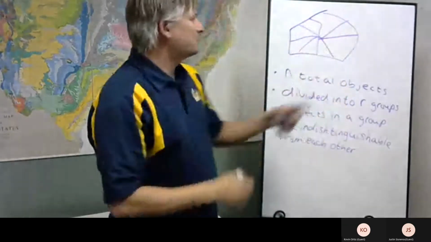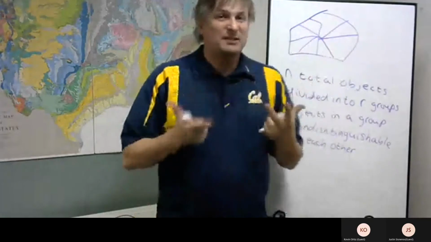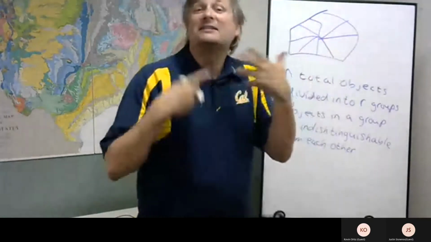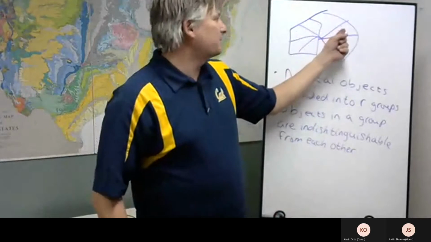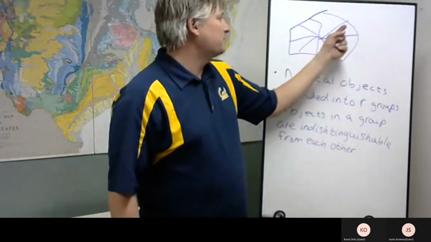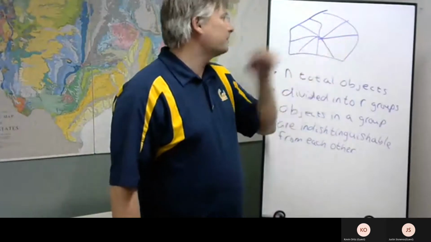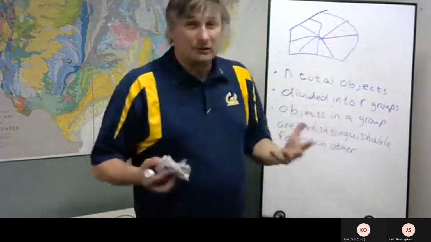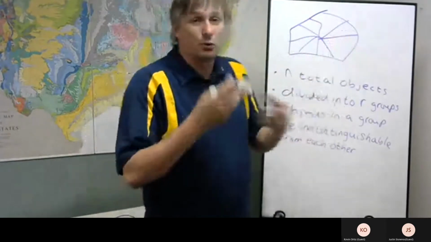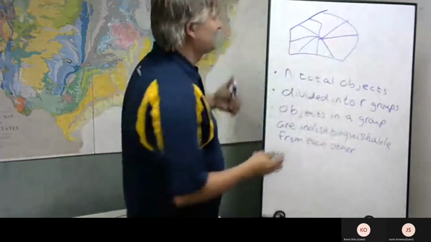And all the objects in a single group, they're indistinguishable from each other. Now they might be clearly different from objects over here. Like these could be red marbles, these could be green marbles, but the green marbles will all look the same, red marbles will all look the same. You can't distinguish one red marble from another.